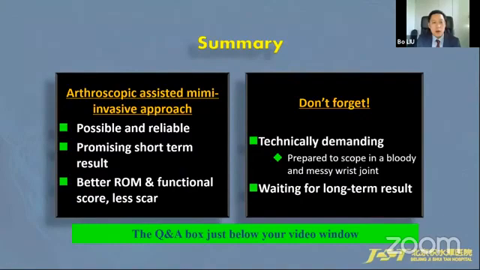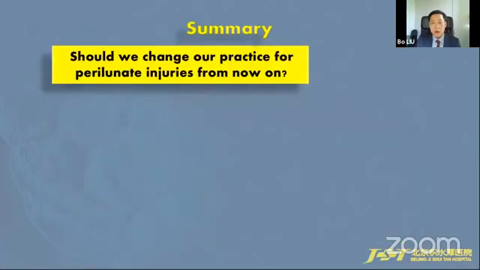So in summary, the arthroscopy assisted minimally invasive procedure is possible and reliable. It has promising short-term results: better range of motion, functional score, less scar. But don't forget, it is technically demanding. Be prepared to scope in a bloody and messy wrist joint. Sometimes it's really not easy, and we're still waiting for long-term results. If you have any questions about this topic, the Q&A box is just below your video window.